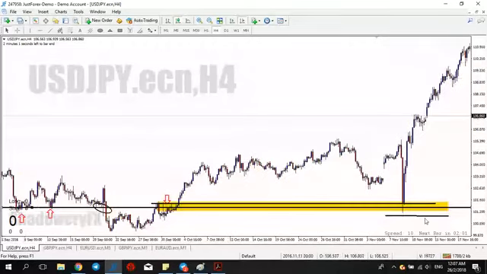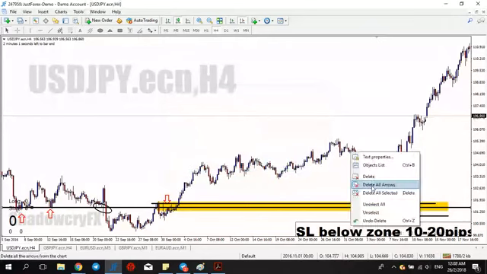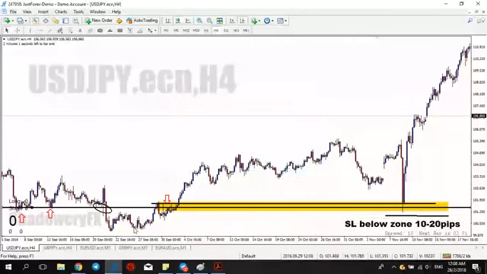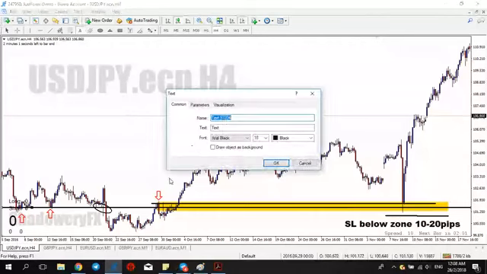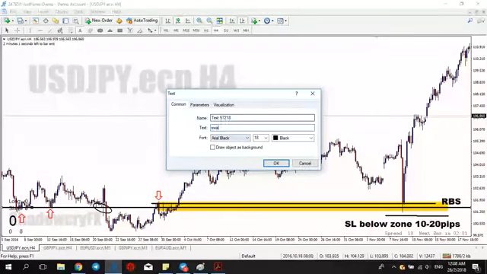So this is our stop loss. SL below zone a few pips. The zone 10 to 20 pips. This is too big, I think. Okay, this is our RBS. And this is our swap zone. Swap zone inside HLZ.